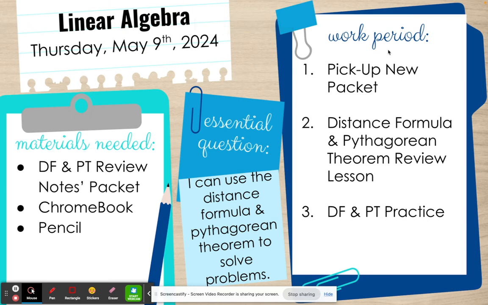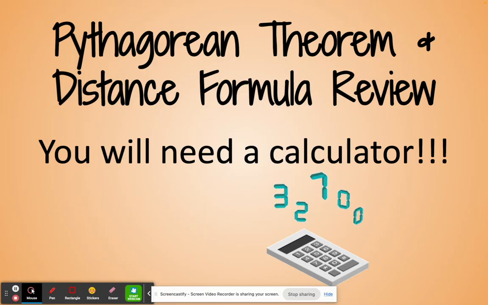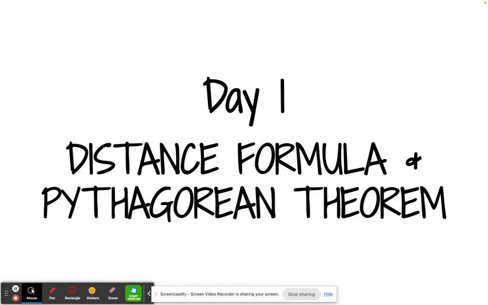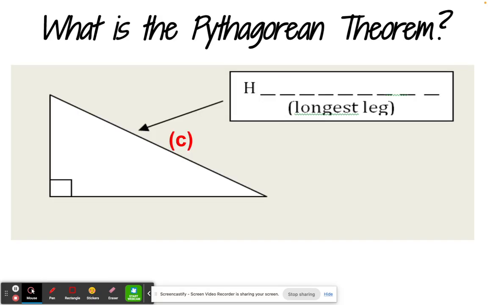Hi everyone, today we're going to review the distance formula and the Pythagorean theorem to practice solving some problems. You will want a calculator because you'll be finding some square roots of imperfect squares. So, as you may recall, the Pythagorean theorem deals with right triangles.